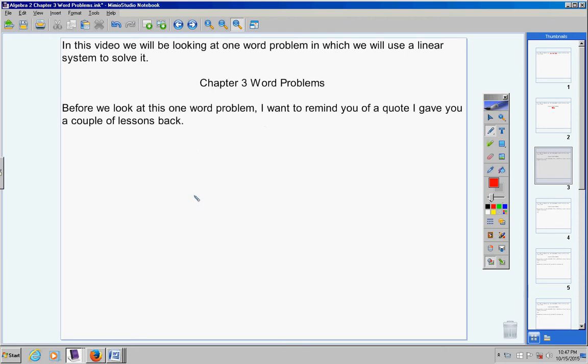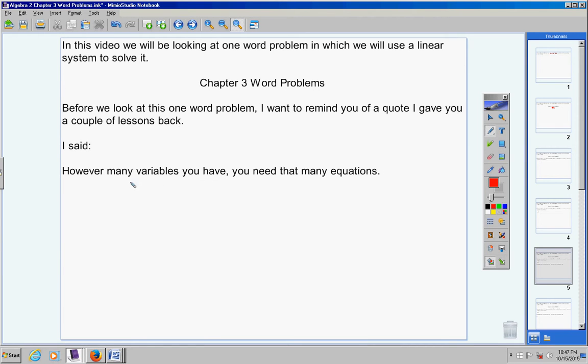Before we look at this one problem, I want to remind you of a quote I gave you a couple of lessons back. I said, however many variables you have, you need to have that many equations. If you have an x and a y you're solving for, then you need to have two equations. If you have an x and a y and a z, you need to have three equations.